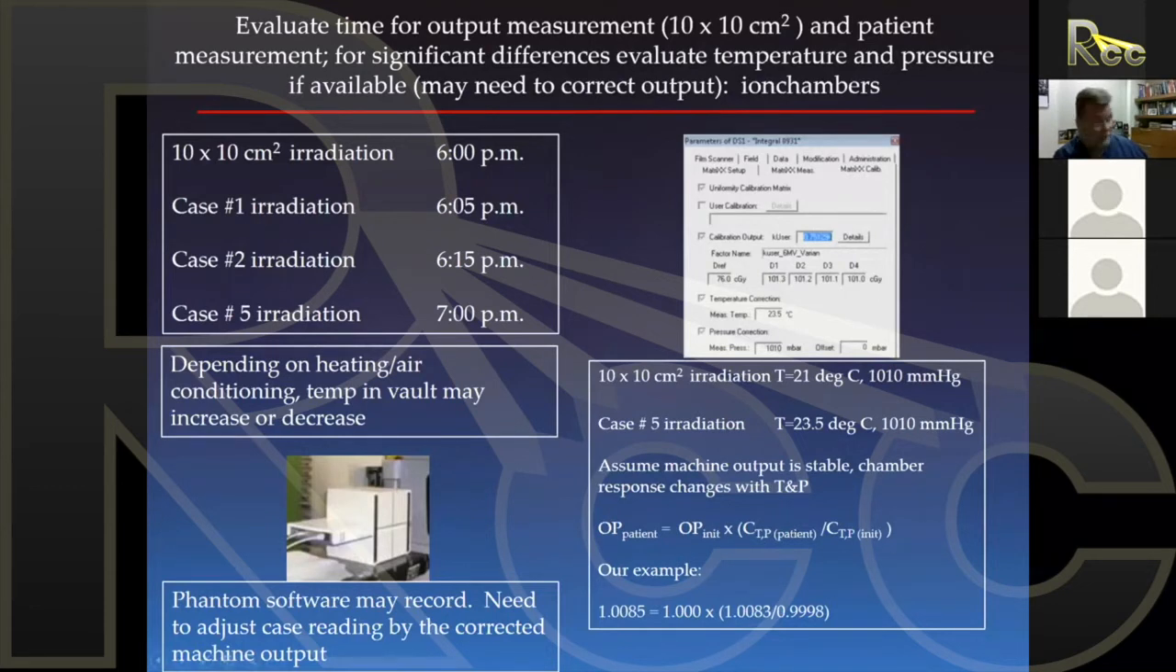So basically, this is just changing the patient's output by the initial output times the ratio of the temperature-pressure correction factors. We've done this, but a better way is to do the 10 by 10 here, and maybe do another 10 by 10 here. Maybe when we get up, it just takes more time, but often I have to make this type of correction. What you're doing is you're making the assumption that the machine output is stable, that you're not having a big variance in output, and that the chamber response is what's changing with temperature and pressure.